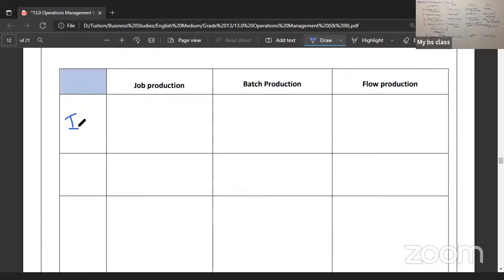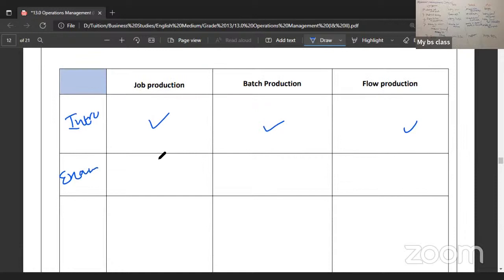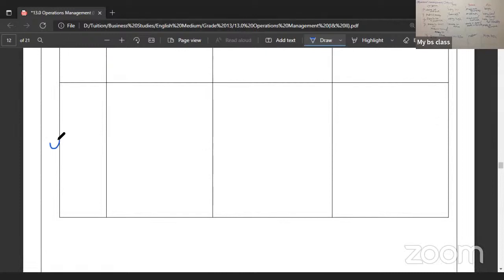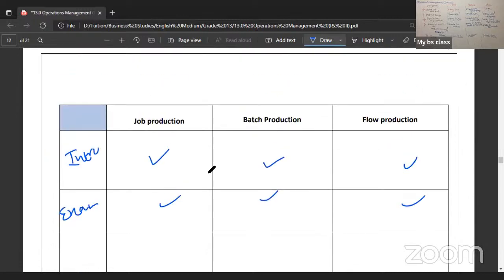So first column is for like intro. So then intro for job, intro for batch and flow. Right? And then examples. Example for job production, example for batch and flow. And then favorable characteristics. So you'll be drafting here all the favorable and the unfavorable characteristics. You know, make it like a one snapshot, all three production methods in a one page.